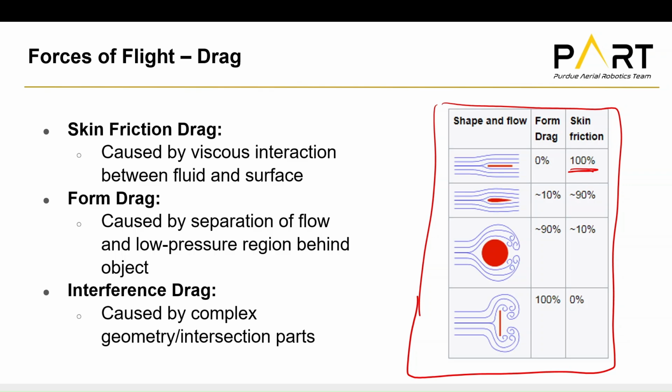Okay. Form drag is caused by separation of flow and a low pressure region behind an object. So you can see, on the opposite end, we have a flat plate vertically into the wind. Now you'll note, assuming this is infinitely thin, there's no space on the top or bottom for any sort of skin friction drag to develop. But there will still, just thinking about it naturally, be some drag on this object. Well, that comes from form drag, right?